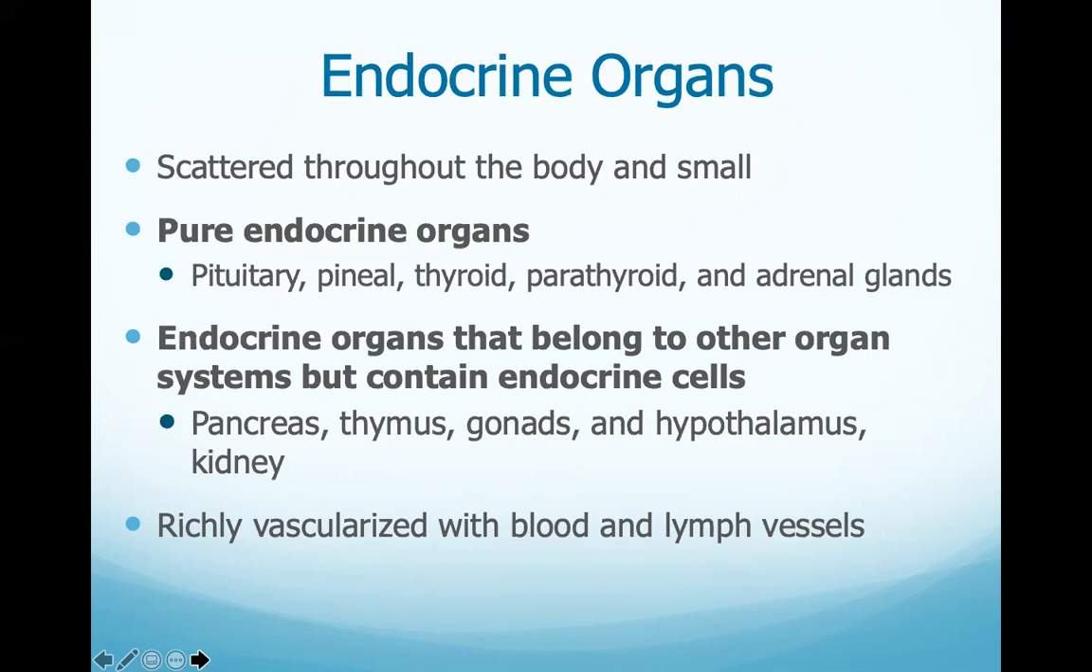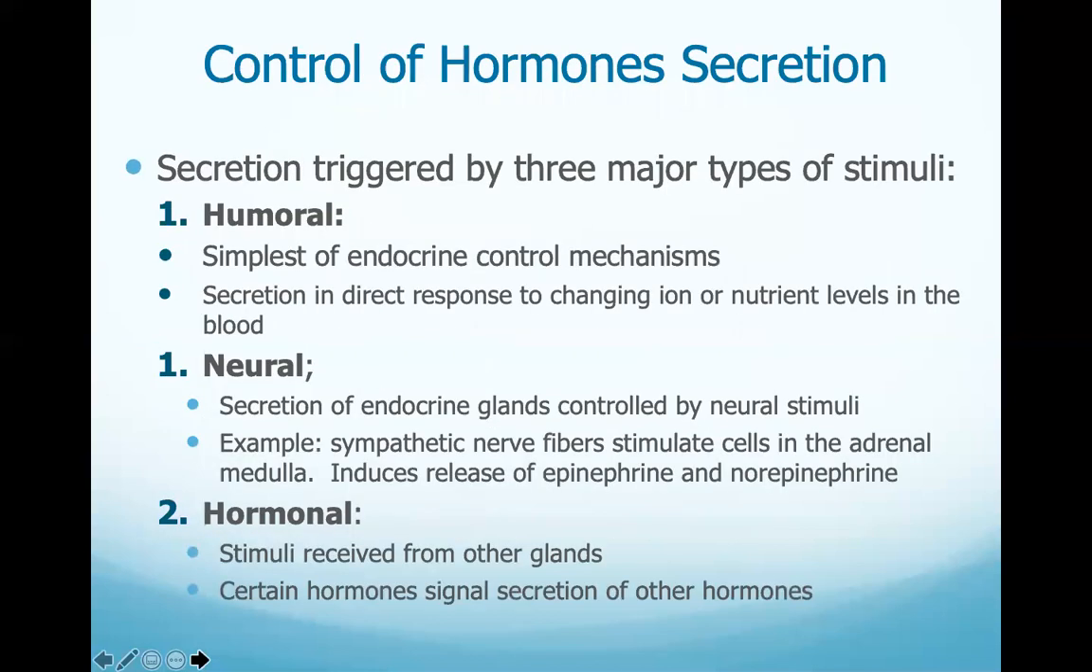Logically, because the way that our body transports hormones is blood, these organs are going to be richly vascularized. That allows the hormone to be effectively transported from location to location. And because of highly vascularized structures, they also have a significant amount of lymph vessels. It's kind of logical, they go hand in hand.